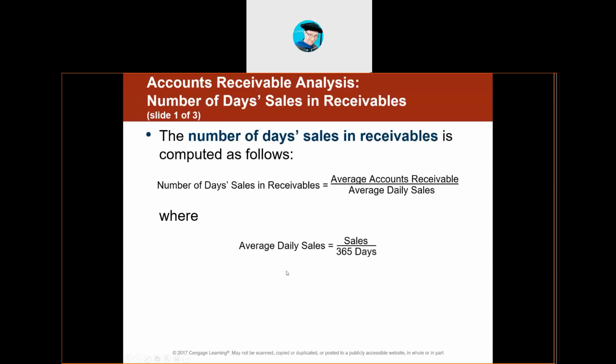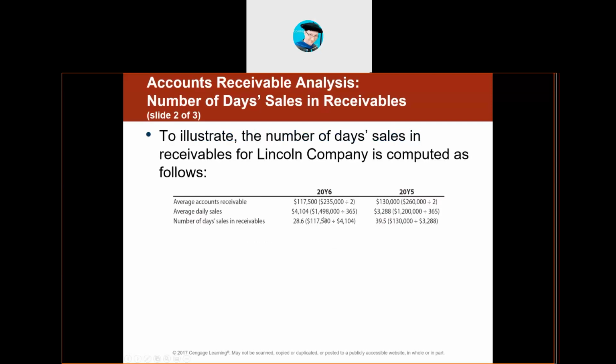How do I figure out the number of days my accounts receivable has been sitting there? You take your average accounts receivable, again, that's beginning of the year plus the end of the year divided by 2. That's your average accounts receivable divided by average daily sales. To get your average daily sales, you take your total sales divided by 365. That gets you your average daily sales. So average accounts receivable divided by average daily sales gets you your number of days in sales receivable.